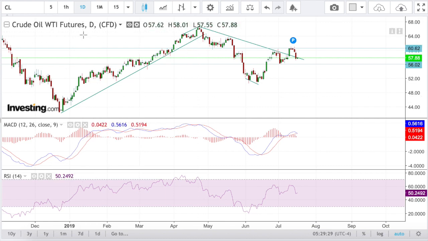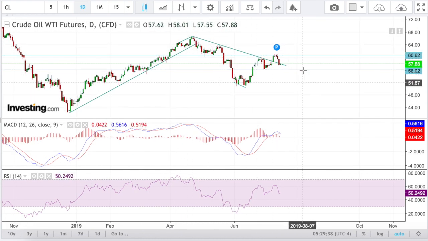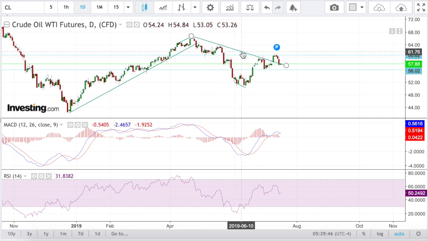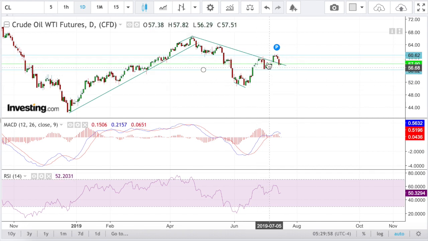And without further ado, let's get right into it. So this is a daily chart of crude oil. And we've had a few developments lately. I think the last video I made was around here, right under the downtrend line we had here on the daily chart. And I said there would be probably a reaction off of this trend line, and that's exactly what we got. We got a big red candle.